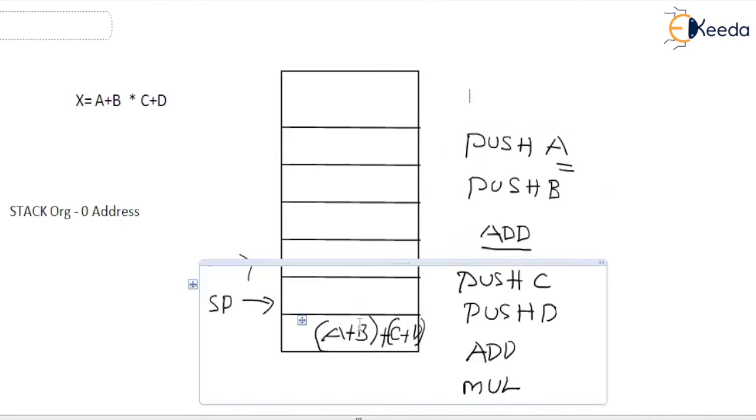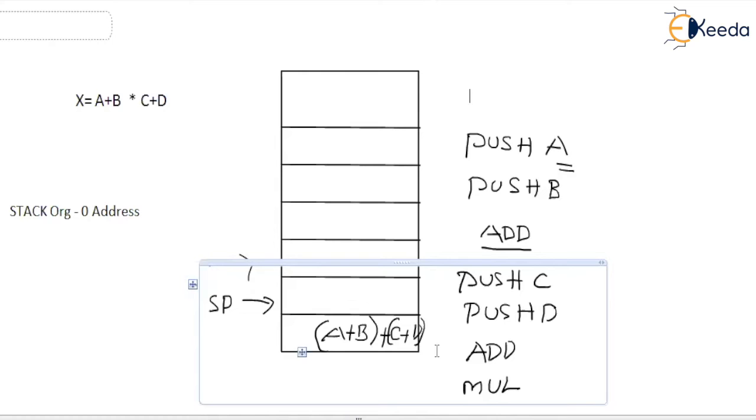When you perform add, these two elements will get added. A plus will be stored here. Push C. C will be pushed onto the top of the stack. Push D. D will be pushed onto the top of the stack. Perform addition. C plus D will get added and stored in this location. Topmost element will get erased. Now the stack has A plus B here, C plus D here.